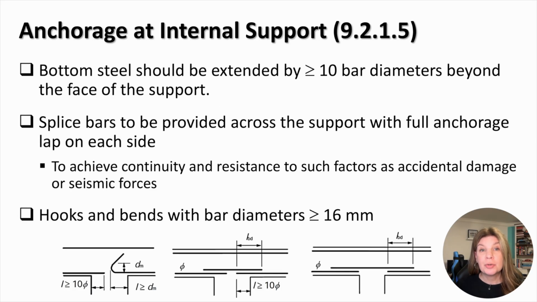At internal supports, the bottom reinforcement should be extended by at least 10 bar diameters beyond the face of the support. Hooks and bends can be used to anchor bars of at least 16 millimeters in diameter. Splice bars should be provided across the support with full anchorage lap on either side to achieve continuity and resistance to such factors as accidental damage or seismic forces.